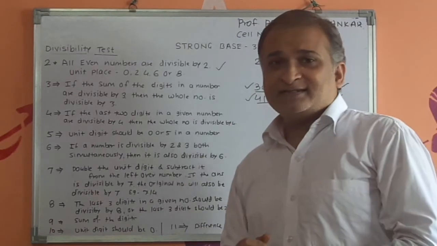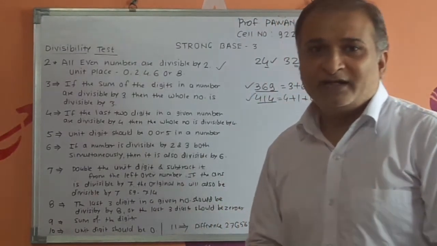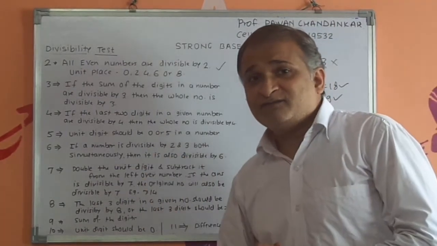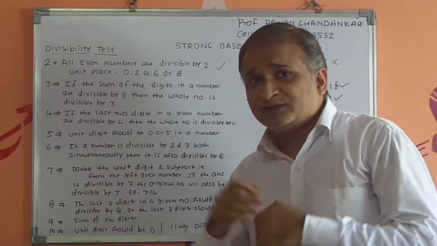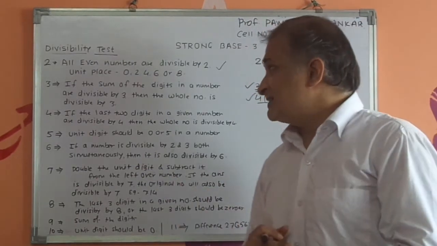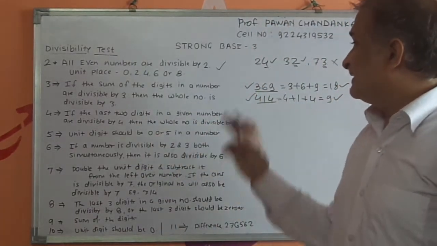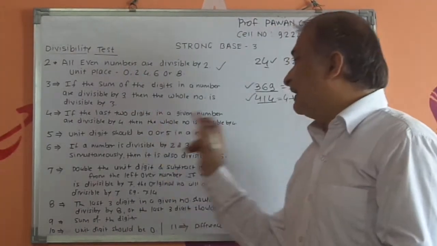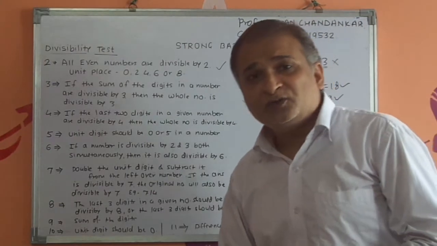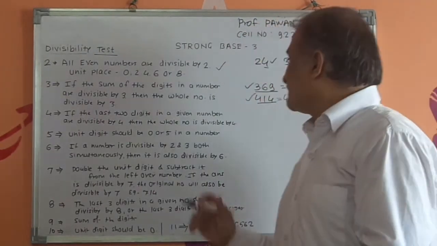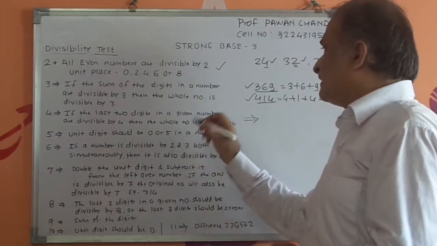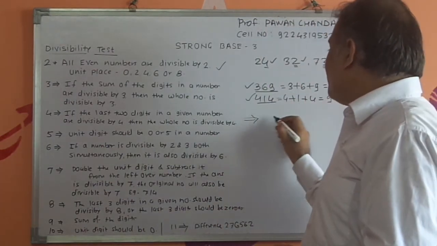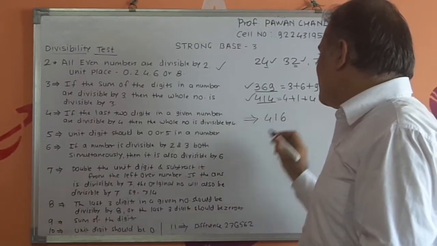The next test is the test of 4, the divisibility test of 4. Now, students, when will you say that a particular number is divisible by 4? What is the test of it? The answer is, if the last 2 digits in a given number are divisible by 4, then the whole number is said to be divisible by 4. This is what the test of 4 states. For example, the number 416.